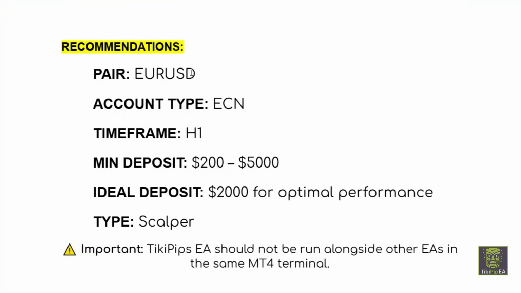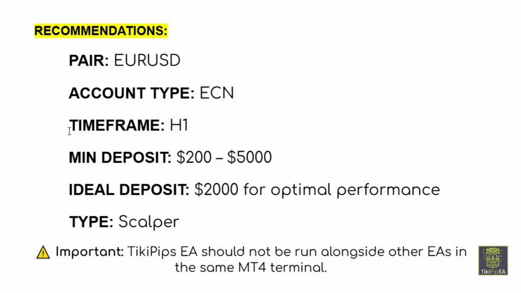Regarding recommendations, the recommended pair is USD because its spread is usually low in most brokers. The recommended account type is ECN, even though you can use a standard account, but we recommend the ECN. The recommended time frame is H1. Due to its stability, you can already accurately take advantage of market movements without overtrading.